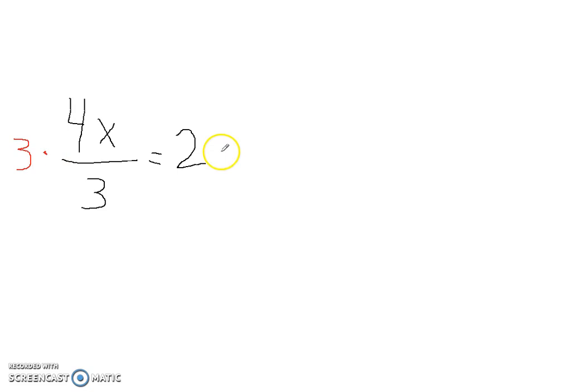You multiply by 3. Don't let it confuse you that I drew 3 dot and then dot 3. It just means I'm multiplying by 3. I could have drawn it on this side. It's the same thing. So the 3's are gone. I rewrite my equation. 4x equals 6.